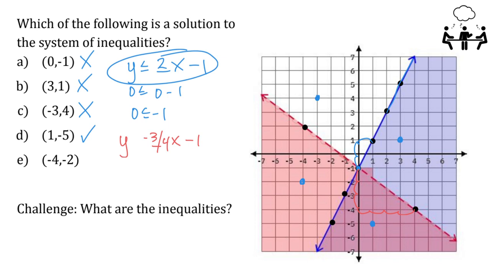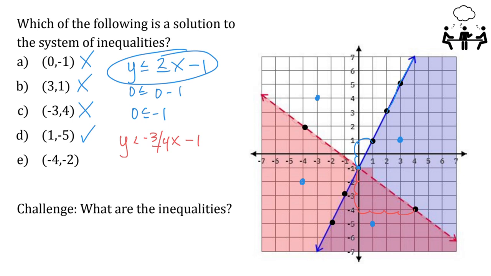My inequality, I know, is not going to have a line underneath since this is a dashed line. And then we need to figure out which direction. So again, the easiest way to determine is to decide, did we shade above or below this line? Since we shaded below the line, I know that that's going to be a less than symbol.